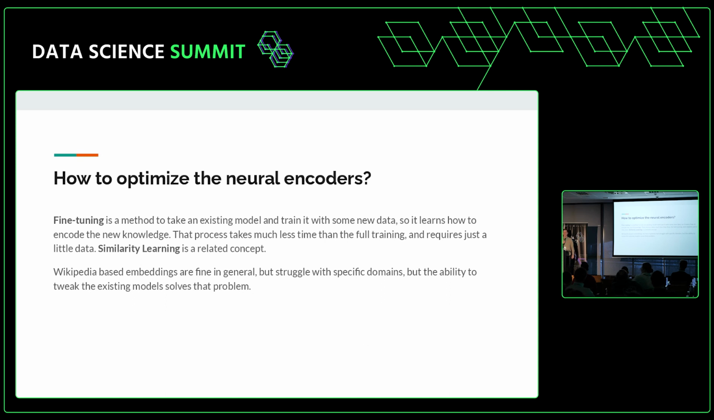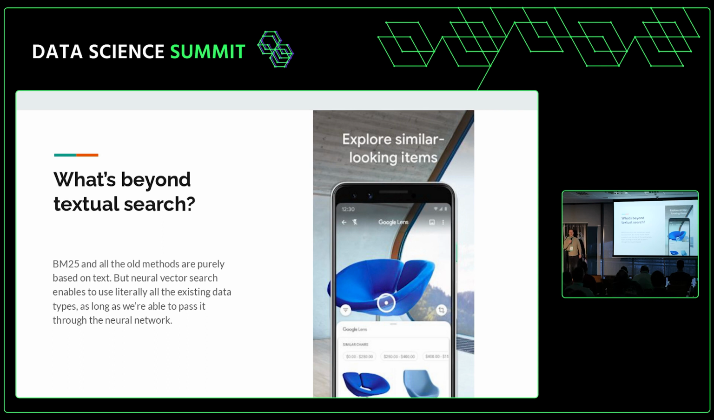And similarity learning is a related concept. Similarity learning is actually a way of how to fine-tune those models so they can capture those specific domains. And that applies not only to text, but if you have some images, some videos or audio signals, actually any different type of data you can imagine that can be pushed through a neural encoder, then it might also be simply used to perform search. So that enables a lot of opportunities different than textual search, because that was the only way how we could search in a particular data set in the past.